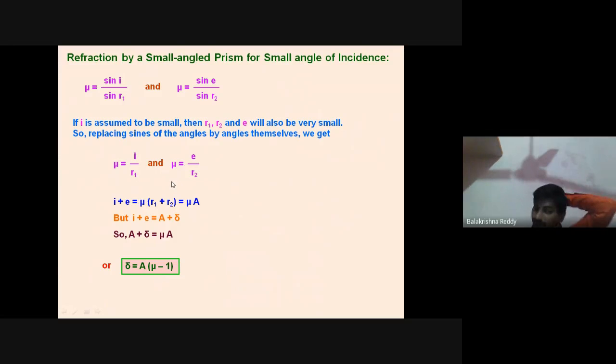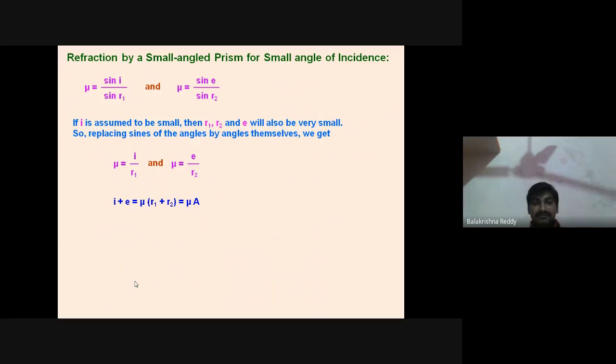Here we will not apply any rule of angle of incidence equal to angle of emergence, but still A plus delta equals mu A. From that we have derived delta equals A into (mu minus 1). Delta equals A into (mu minus 1) is applicable only for thin prisms which have very, very small angles. This is all about refraction through prism.